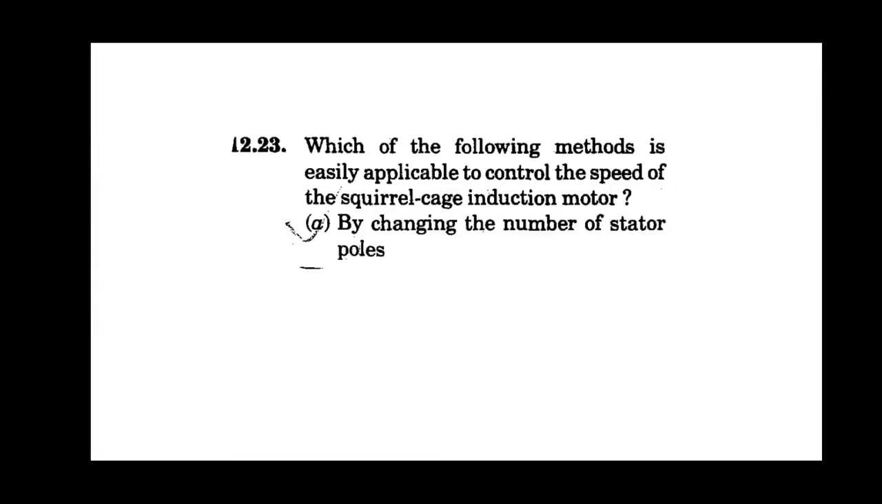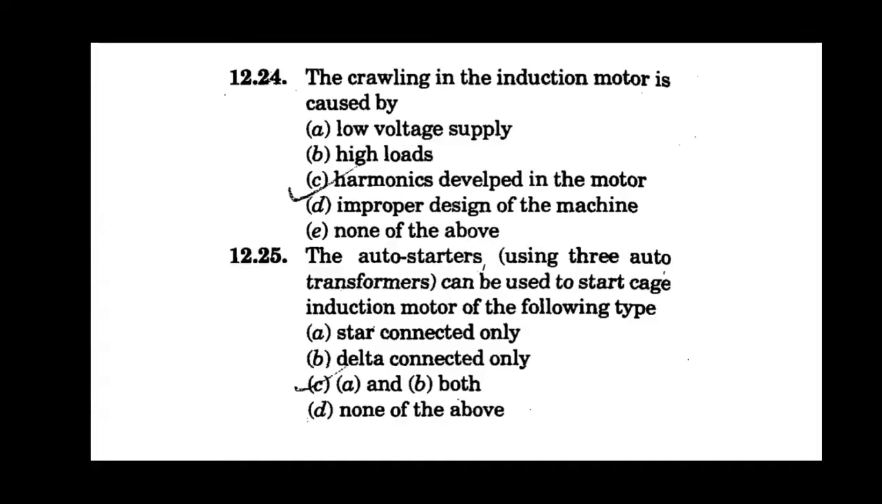Which of the following method is easily applicable to control the speed of the squirrel cage induction motor by changing the number of stator poles? The crawling in induction motor is caused by harmonics developed in the motor.